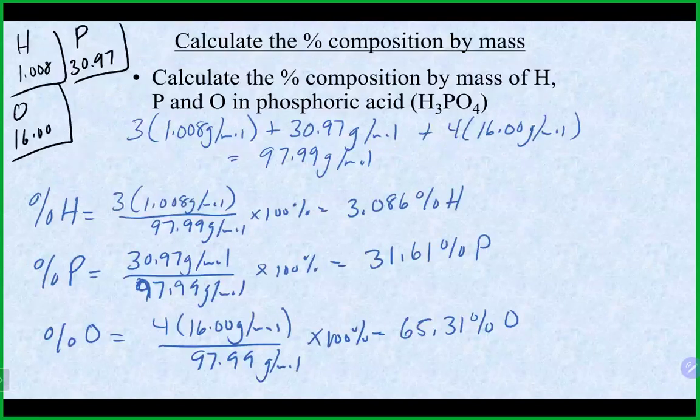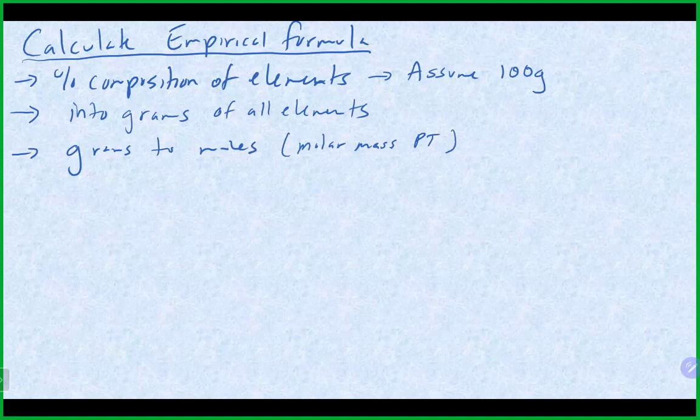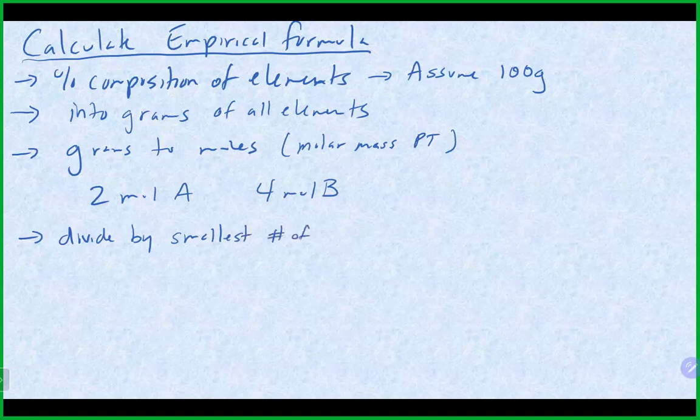Let's just say you did step number 3 here, and you converted everybody into moles by using the molar mass. And let's just say that you ended up with 2 moles of A and 4 moles of B, in this imaginary compound I just made up. Once you've converted everybody into moles, the next thing you want to do is divide by the smallest number of moles. So in my example above, I had 2 moles of A and 4 moles of B.